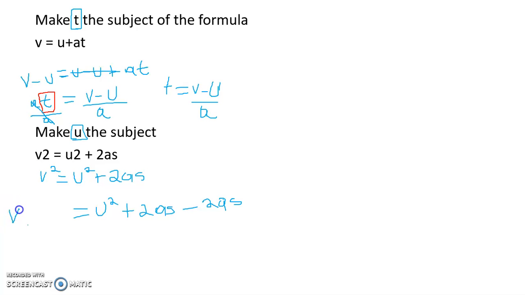And you do the same over this side. This is v squared minus 2as. Positive and negative of the same number, you practically eliminate. So now you're left with u squared equals v squared minus 2as.